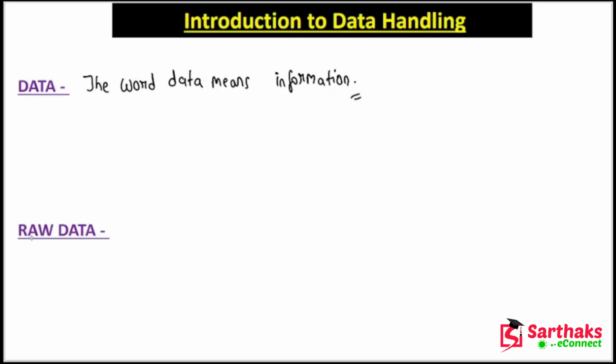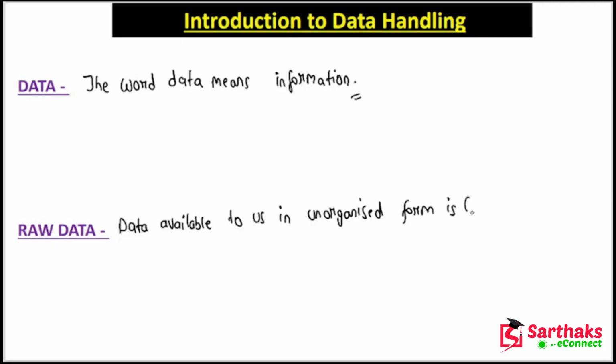So what is the definition of raw data? Rough data or raw data is data available to us in unorganized form. It is called raw or rough data.